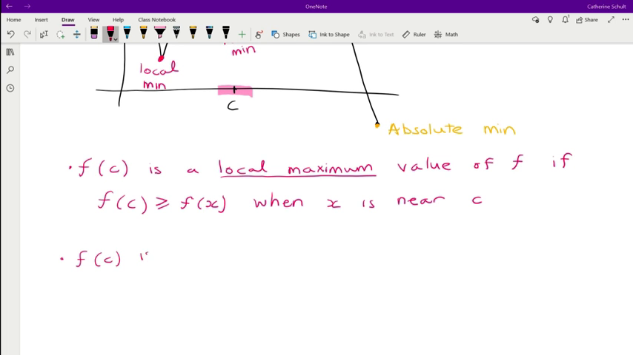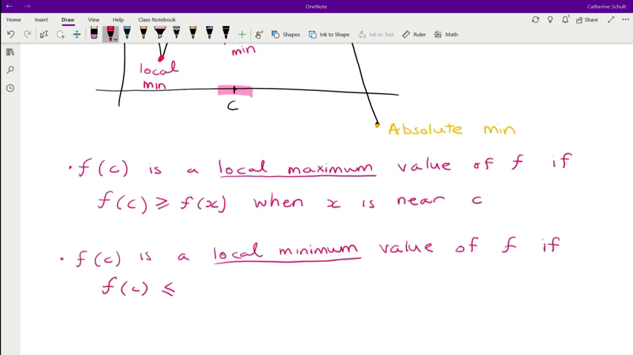Similarly, we can also say we have a local minimum. And if we say we have a local minimum, what would change in the definition? All right, so if f of c is less than or equal to f of x, all right, so that's what's different. So it's less than or equal to. And again, not for all x in the domain because it's a local minimum, but when x is near c.